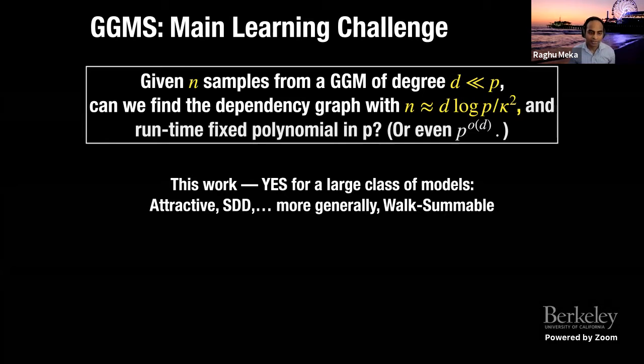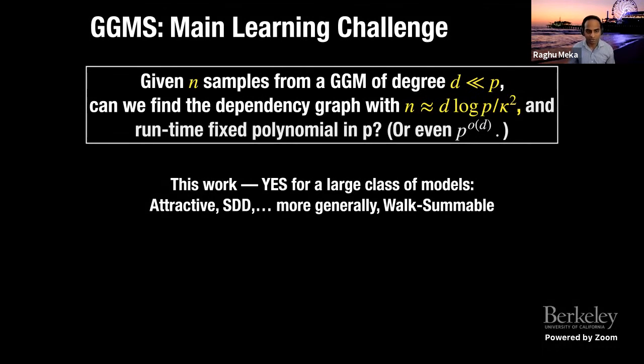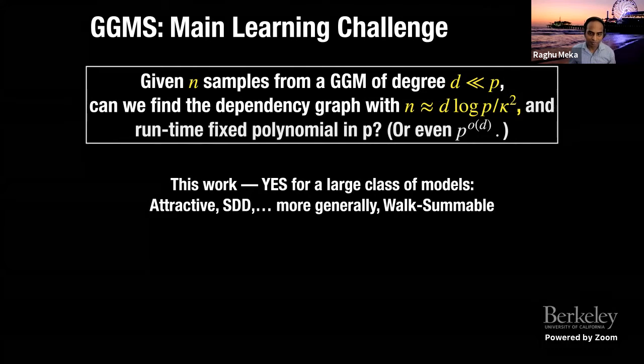Okay. And the main result of this work is that this is actually true for a large class of models that people have looked at before. We can indeed achieve these goals. I'll talk about these classes in a little bit. There will be attractive models, symmetric diagonally dominant models, and more generally what I'll call walk summable models.